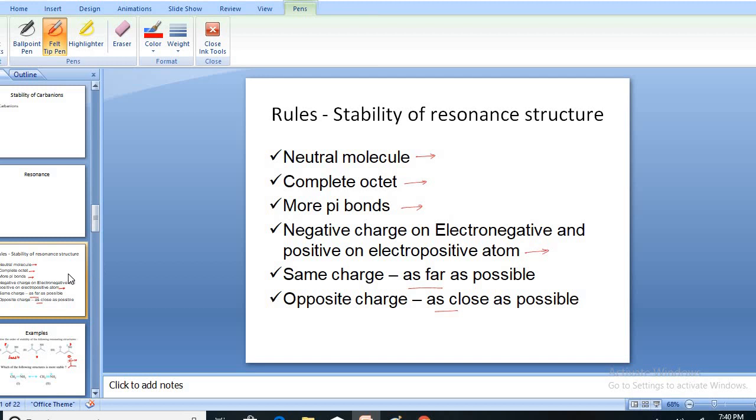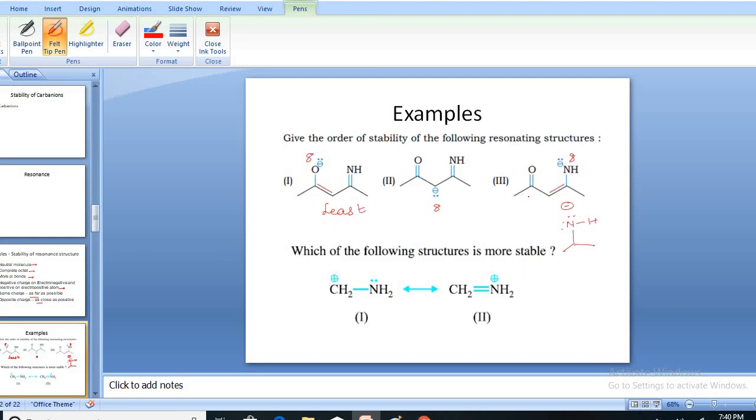Now let's talk about the negative charge. The negative charge should be on an electronegative atom. If you could see here, between carbon and nitrogen, nitrogen is more electronegative, right? So between these two, the third is going to be highly stable, and the first is going to be least stable. So the order of stability has to be third, and then you have second, and then you have first. So this is basically the order of stability.